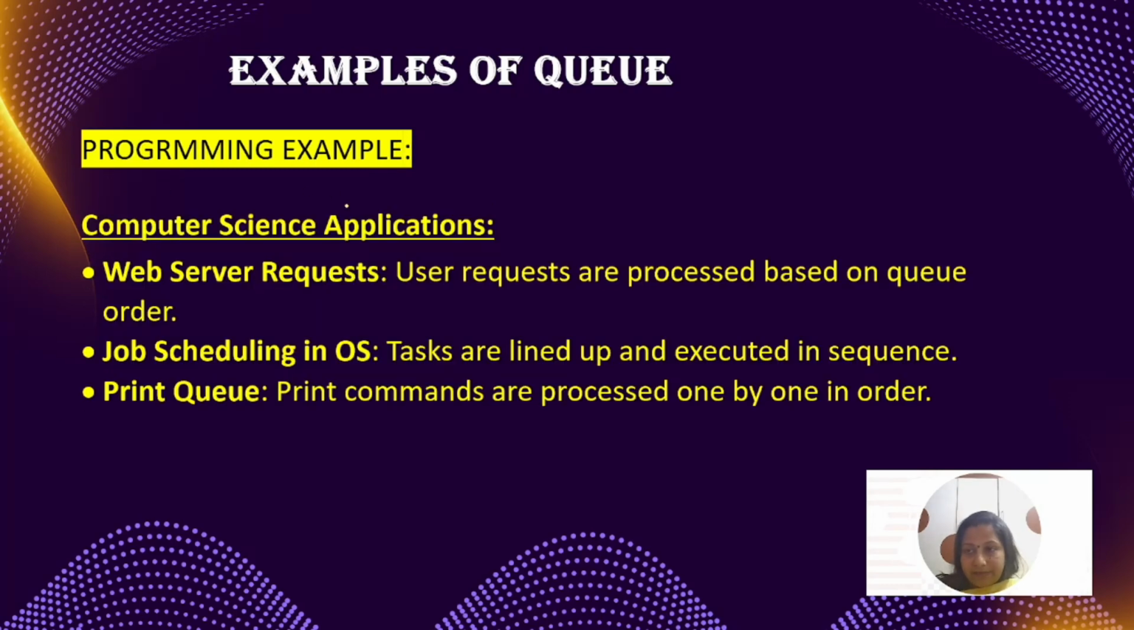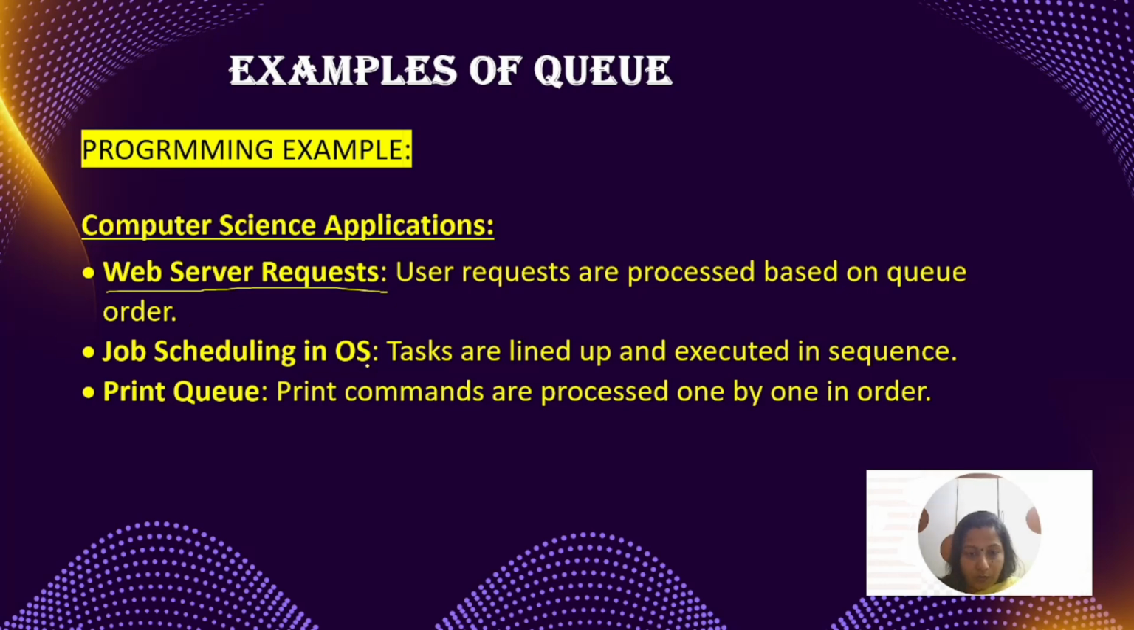And what about the programming examples? You can check web server request. What does it mean? User requests are processed based on queue order. For example, if you're opening a window with Google, in the first Google you are sending a request for yahoo.com, and in the second Google you are giving a request for YouTube. According to the queue only, the request will be accepted and you will get the reply back also. So that is nothing but the web server request.